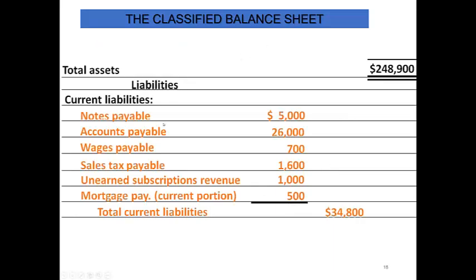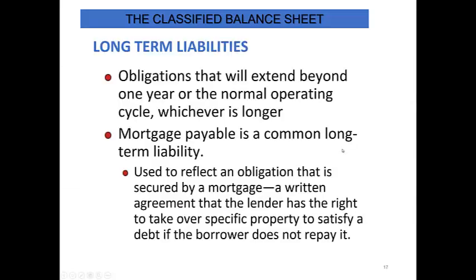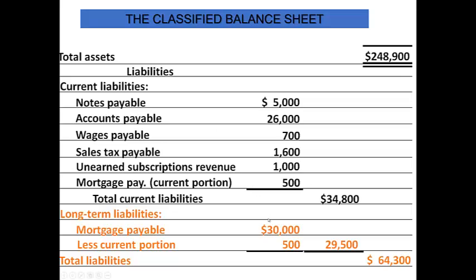So here's the company's current liabilities: notes payable, accounts payable, wages, sales tax payable, unearned revenue, and here we have a current portion of the mortgage payable for $500. So those current liabilities total $34,800. Now the long-term liabilities will be listed next, and mortgage payable is going to be the one that you see most often. You might see a note maybe that has a longer due date than 1 year. Okay, so let's take a look at how that's presented.